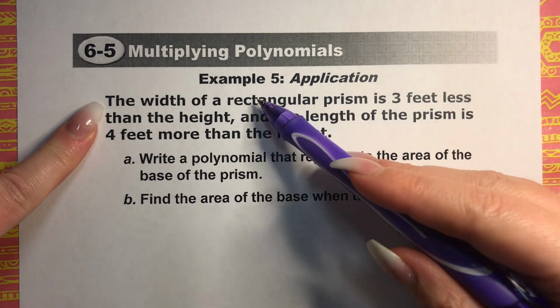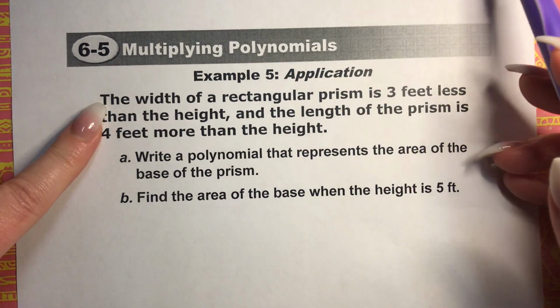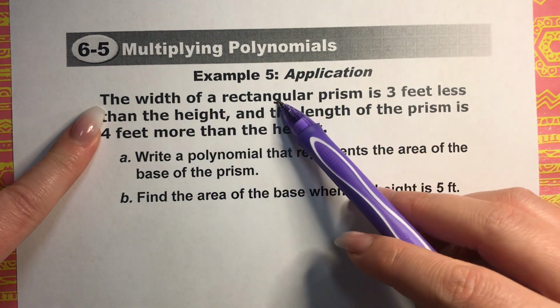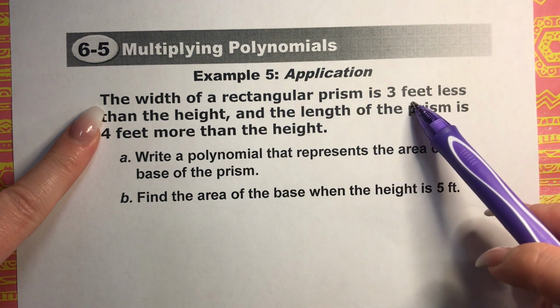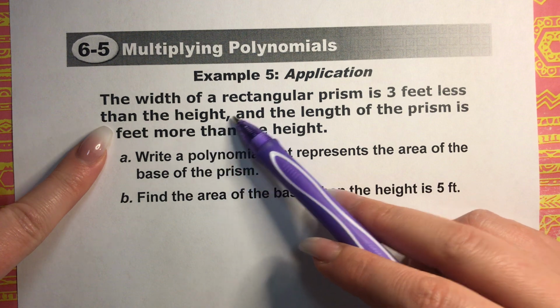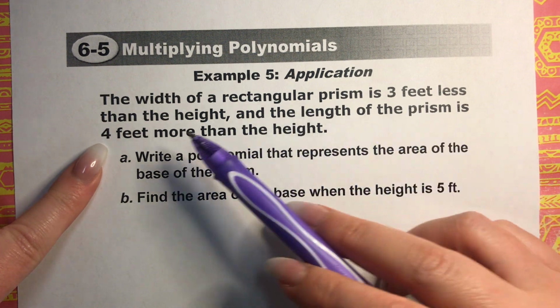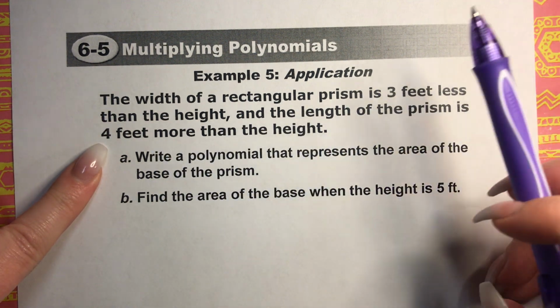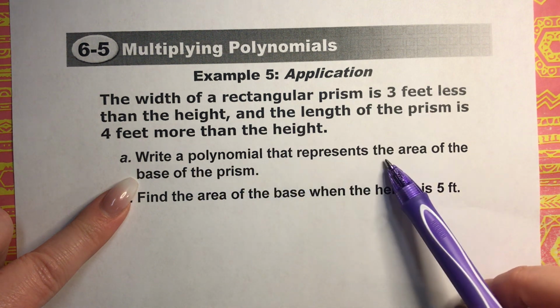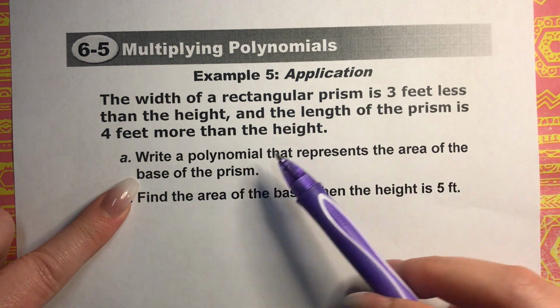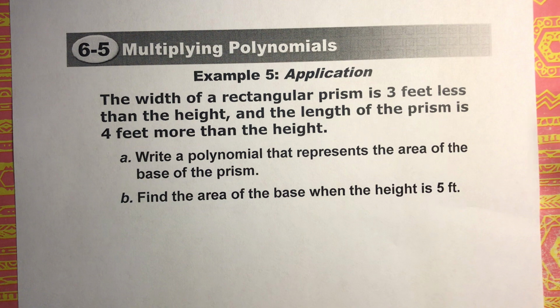All right, so we're going to look at an application for example 5. What this says is the width of a rectangular prism is 3 feet less than the height, and the length of the prism is 4 feet more than the height. Write a polynomial that describes the area of the base of the prism.